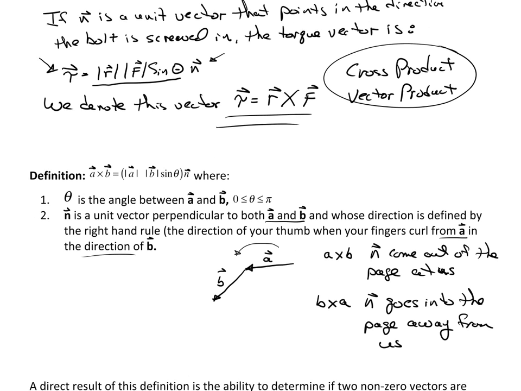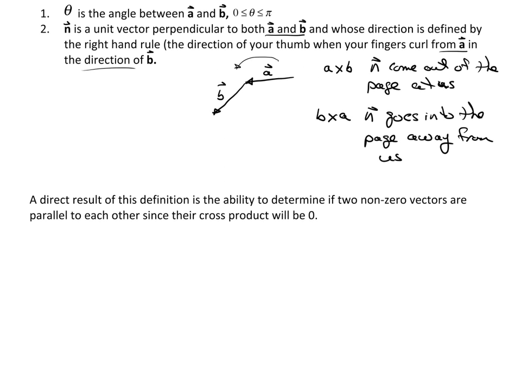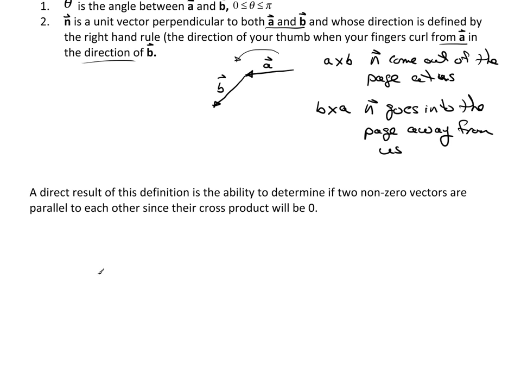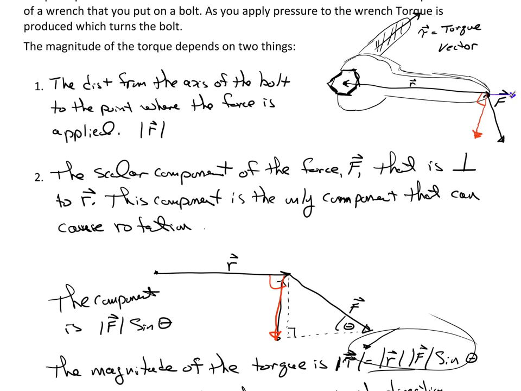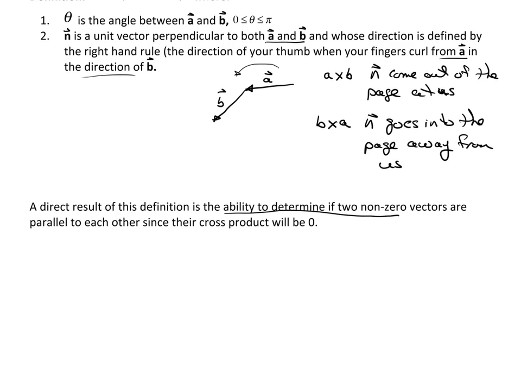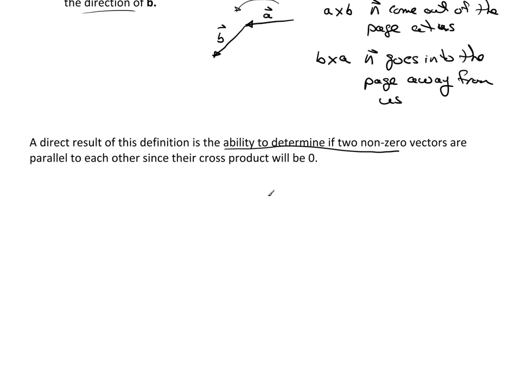Now, as a direct result of this definition, and I kind of mentioned it earlier, we have the ability to determine if two non-zero vectors are parallel to each other, since their cross product will be 0. Remember the wrench thing? If I have this force vector in this direction, or any parallel force vector, it's not generating any torque. It's not generating a component that's perpendicular to r. So any vector that's parallel will result in a cross product of 0.